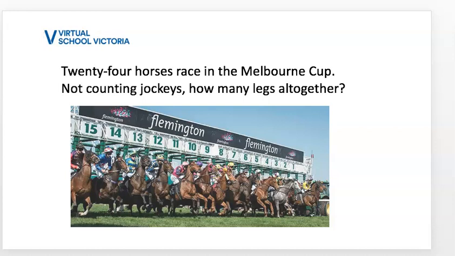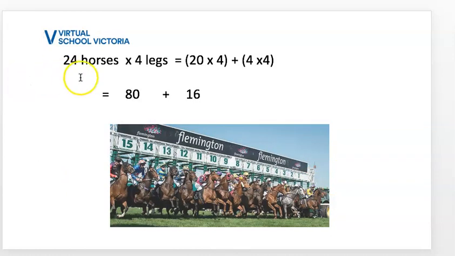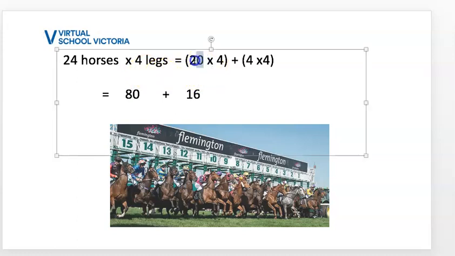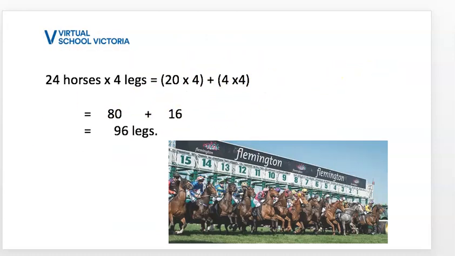24 horses race in the Melbourne Cup, most times. Not counting the jockeys, how many legs altogether in the Melbourne Cup? There are lots of ways to solve this problem. We have 24 horses and 4 legs for each horse. So we break it up into 20 plus 4 and we multiply each part by 4. So 20 times 4 gives us 80, 4 times 4 gives us 16, and when we put it together, we have 96 horse legs in the Melbourne Cup.